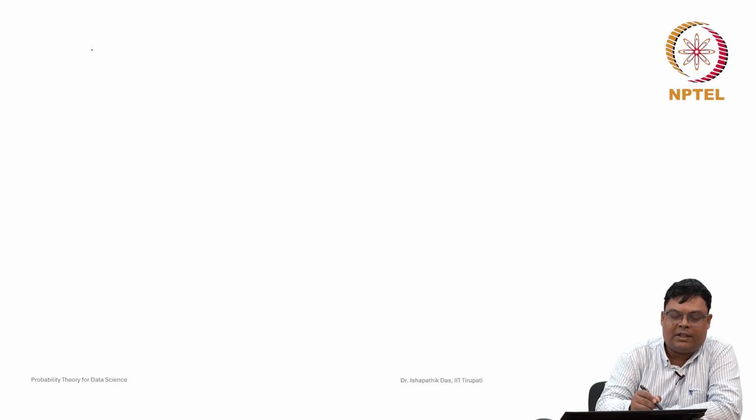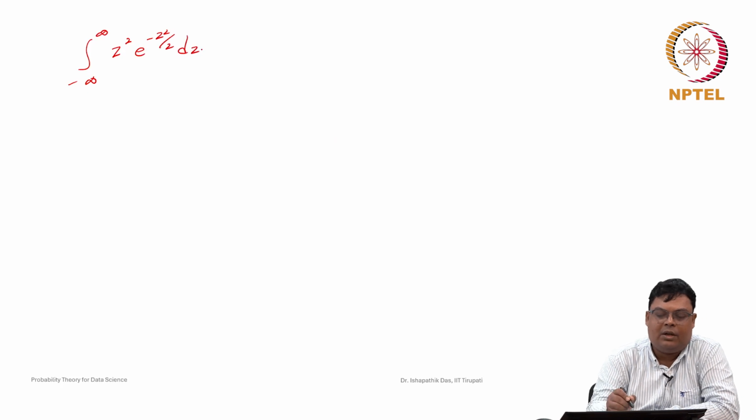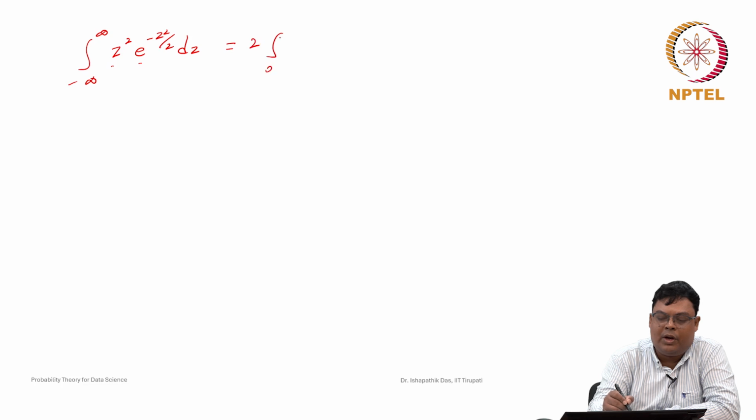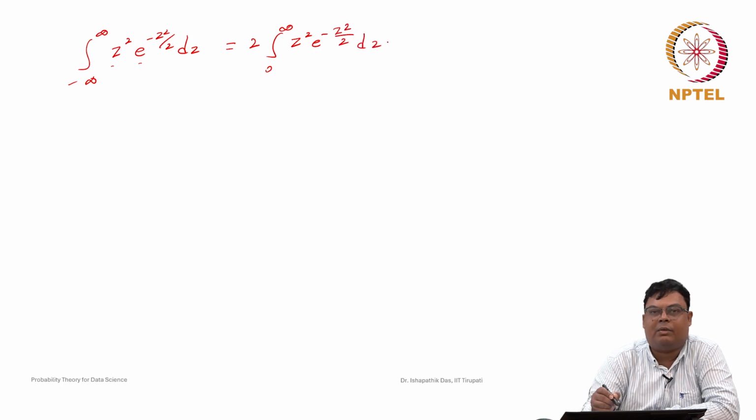So, integral from minus infinity to plus infinity of z square e to the power of minus z square by 2 dz. Now, you can see that this is an even function, this is also an even function, so the multiplication will be an even function. So, this will be nothing but 2 into integral from 0 to infinity of z square e to the power of minus z square by 2 dz.